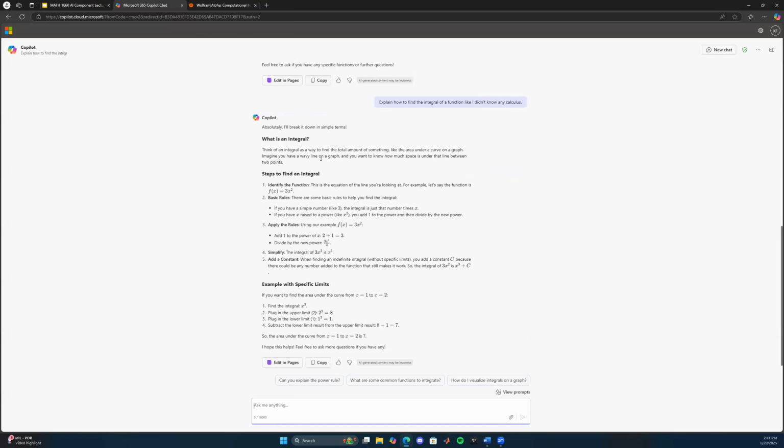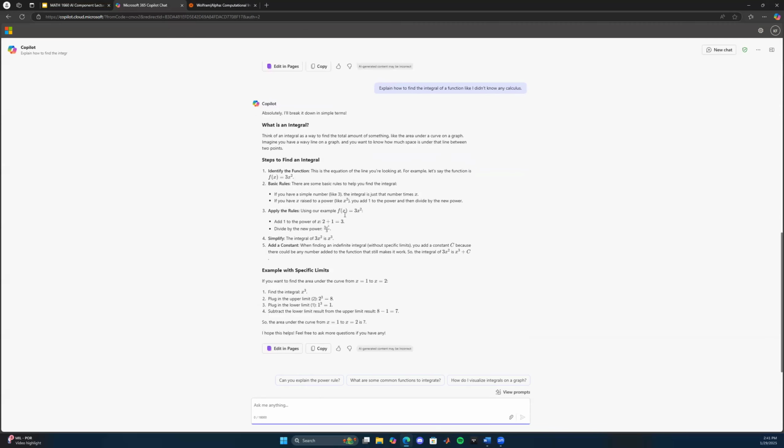Great. So here it gives me an explanation without a lot of, notice you don't see an integration symbol or anything like that. It gives me a very intuitive definition. It's a way to find the total amount of something, like area under a curve on a graph. And then it gives me some basic rules. Okay, let's take it one step further.